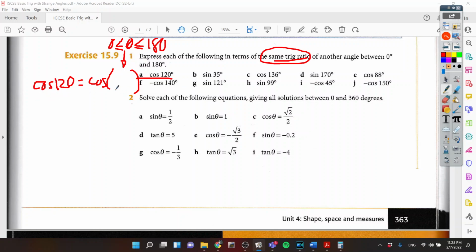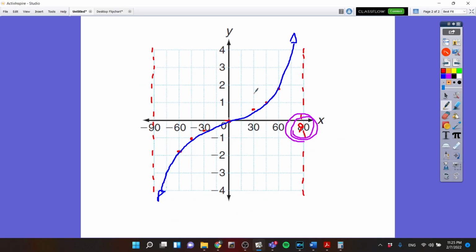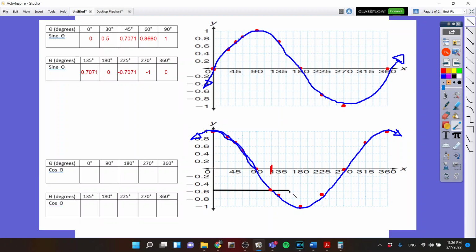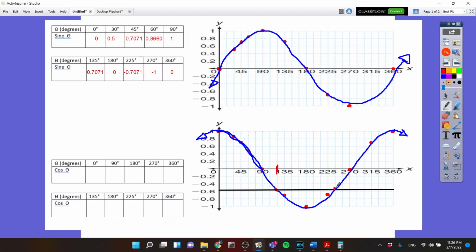Cosine of 120, and we want it to be equal to some other cosine. Well, our cosine function is here, and 120 degrees is here, between 90 and 135. I get this value down here, so my cosine value is that value right there. If I follow it across, there's another cosine value over here. I'm a little interested: this other cosine value is not between 0 and 180. They said we had to be between 0 and 180, so maybe there isn't one.